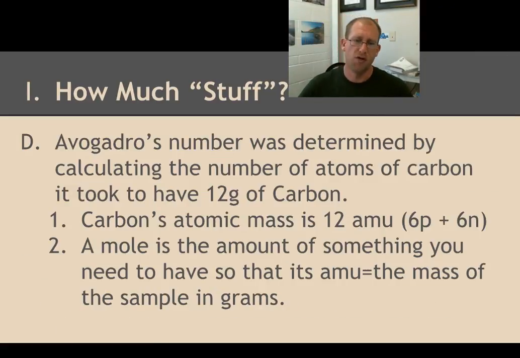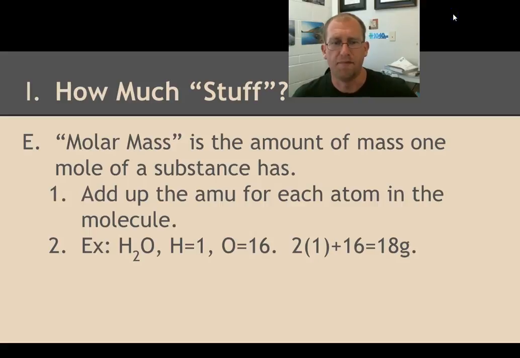Okay, so Avogadro's number, as I've already said, was determined by calculating the number of atoms of carbon it took to have 12 grams of carbon. And so its mass was 12 AMU, and that's because that is 6 protons, 6 neutrons, so 12 grams. And how many carbon atoms weigh 12 grams? Avogadro's number of carbon atoms, right? A mole is the amount of something you need to have it so that its AMU equals the mass of the sample in grams. I've said that like 4 times now. That's the main idea of what we're getting at.